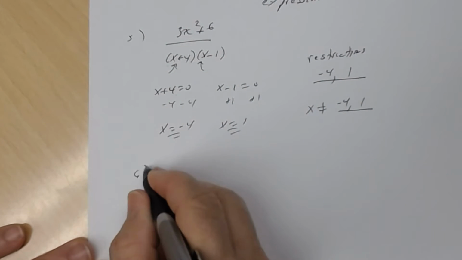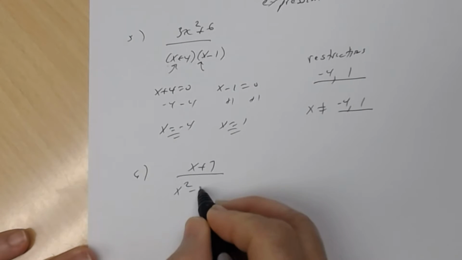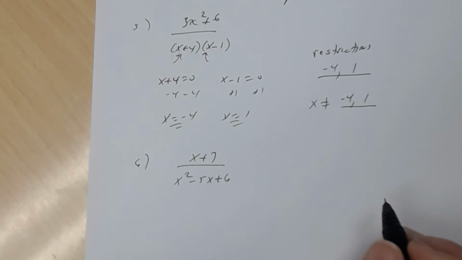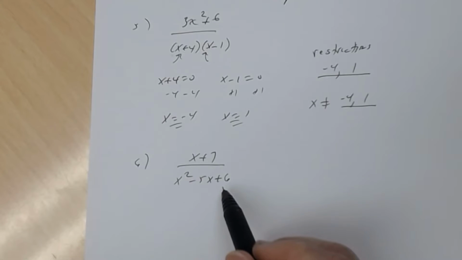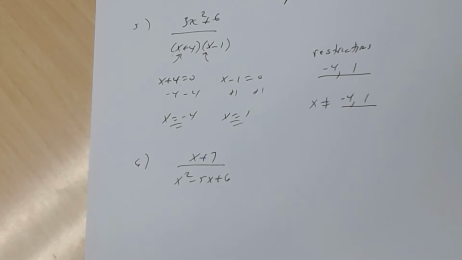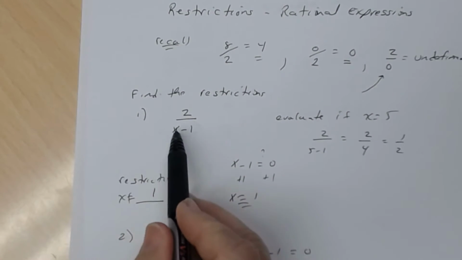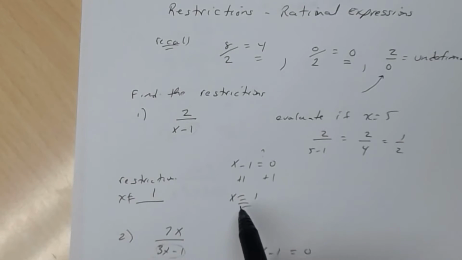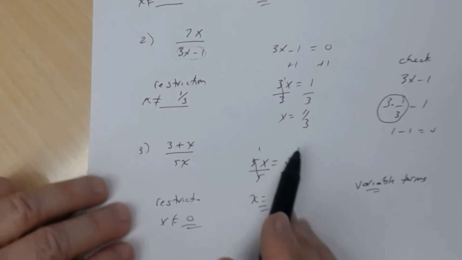Now, number 6. You have x plus 7 divided by x squared minus 5x plus 6. Again, I want to determine what the restrictions are, where this rational expression is undefined. It's undefined when my denominator is 0. So if you take the situations we had before, what we did to determine where that denominator is 0 is we set this denominator equal to 0 and solve for the variable. So we set 3x minus 1 equals 0, solve for x; 5x equals 0, solve for x.